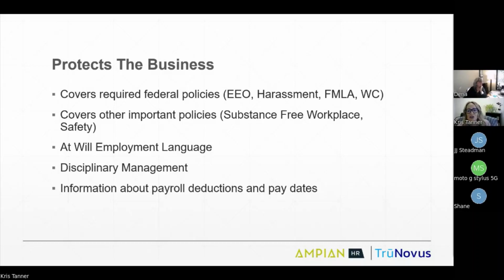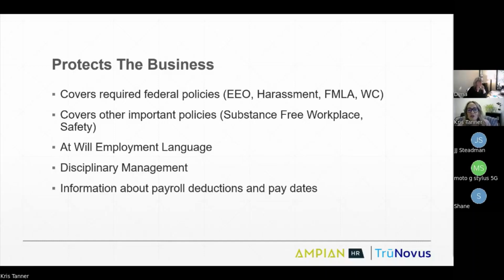Some of those include Title VII, equal employment, anti-harassment, FMLA, I-9 employment eligibility, workers' comp. Additionally, many states have state-specific policies that must be adhered to, and your handbook is a great place to house this information and to be able to show at any time that your employees are aware of these policies.